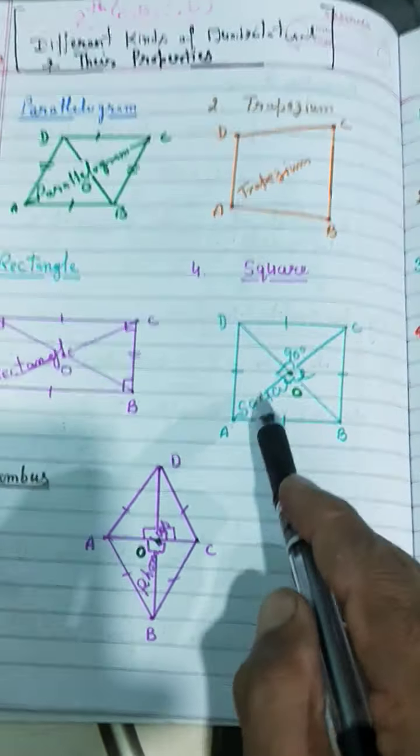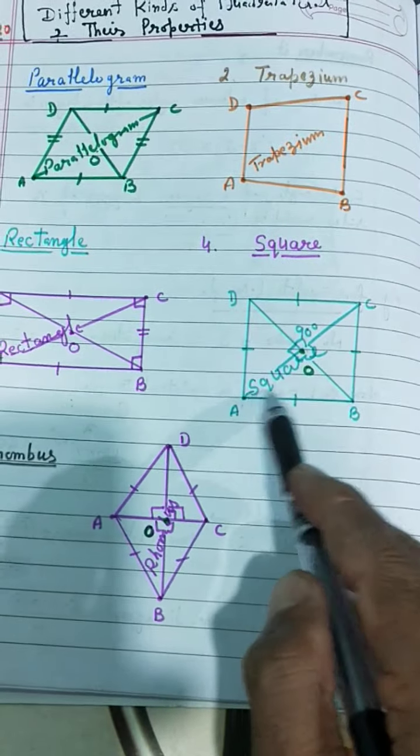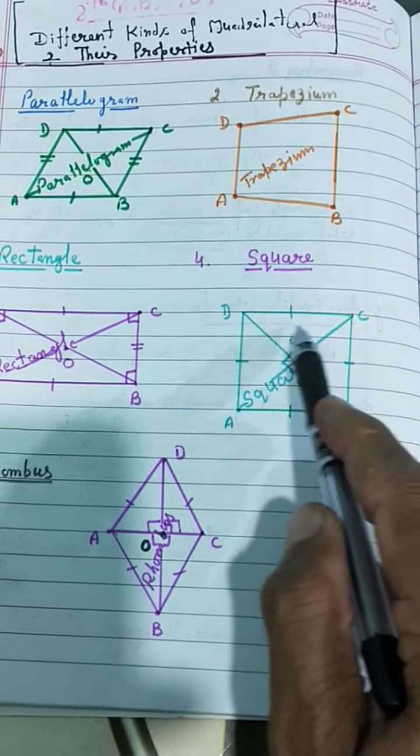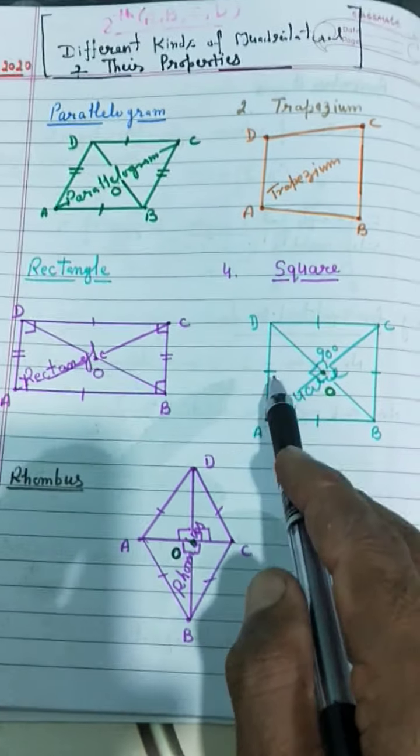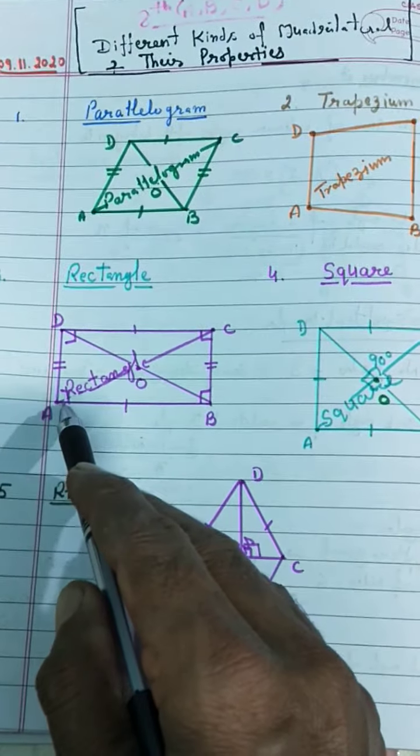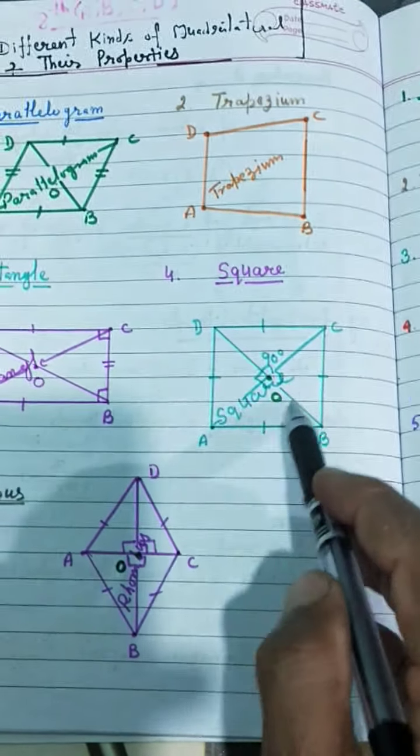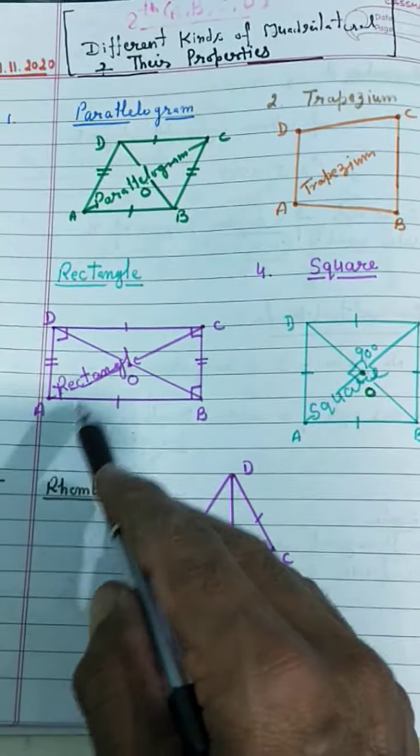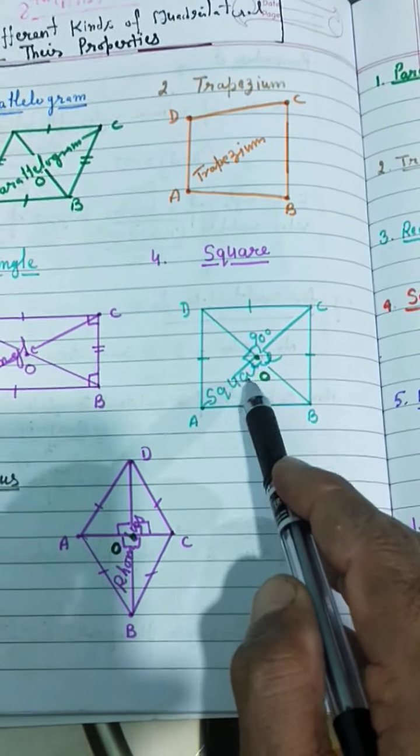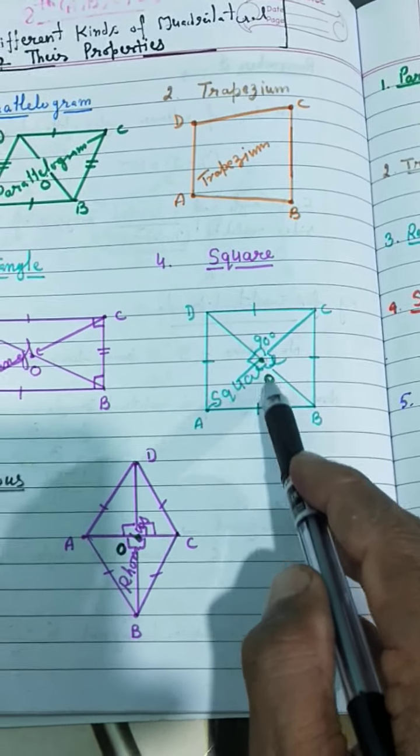Next one is square. Why is it called square? Because all sides are equal, and each angle is equal to 90. Angle A is equal to 90, angle B is equal to 90, angle C is equal to 90, angle D is equal to 90. Now each angle is also 90 in case of rectangle. Diagonals are equal. In rectangle, diagonals bisect each other, but in square, diagonals bisect each other at right angle.